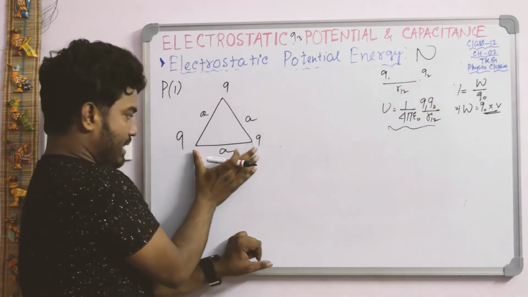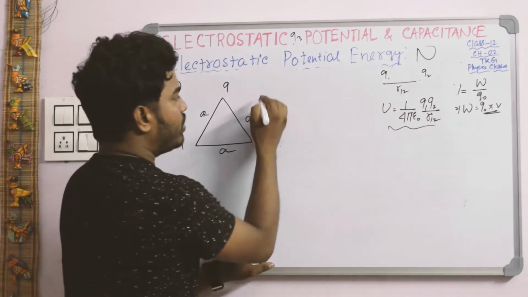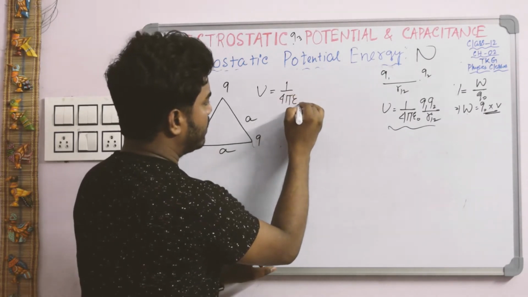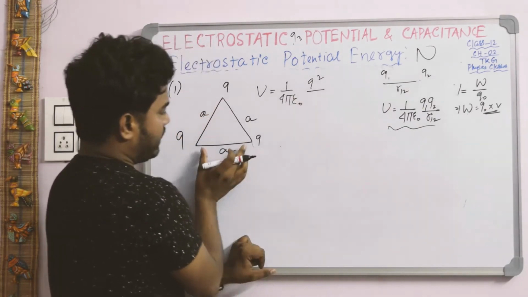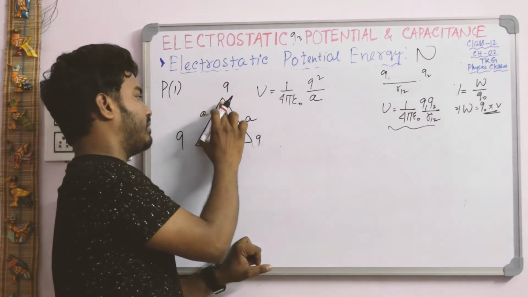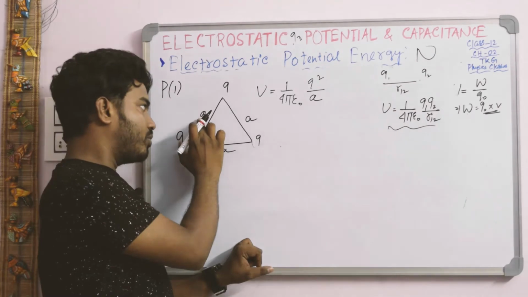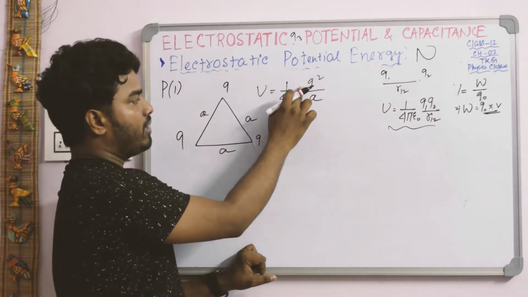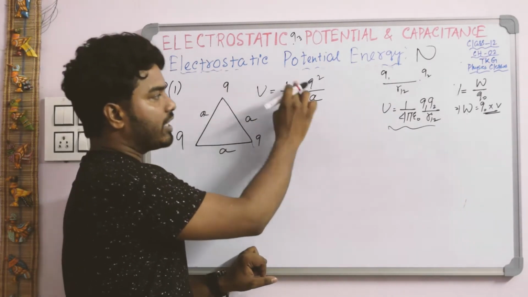So if there are 2 charges Q1 and Q2 and the separation is R, the energy will be 1 by 4 pi epsilon naught Q square by the separation, that is A. Clear? Now consider this system. There is a charge Q, there is a charge Q, and the separation is R. Similarly, for this case the expression will be the same. Clear? And for this case, Q, separation is R, so this expression will be the same.